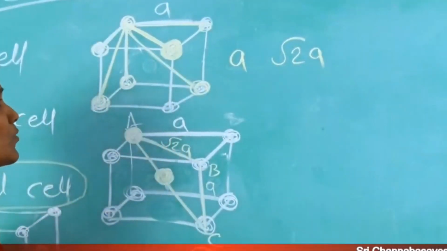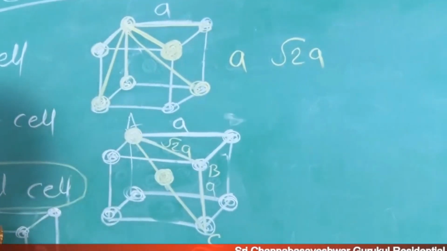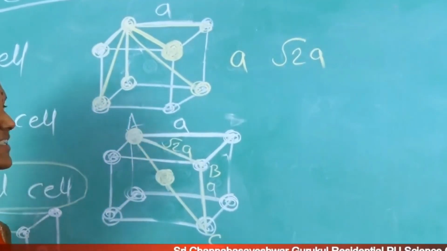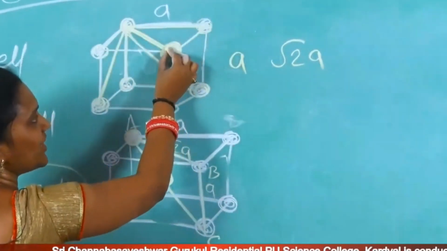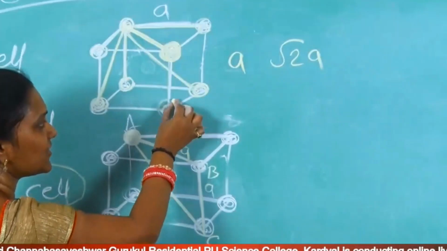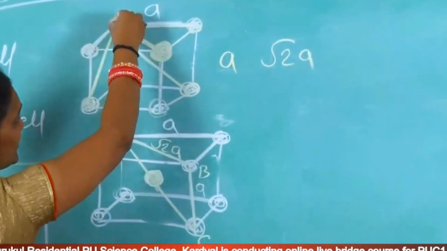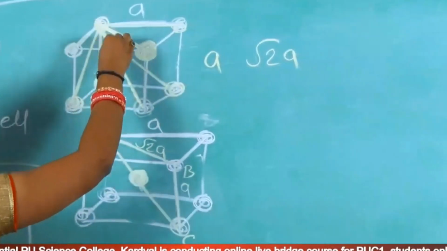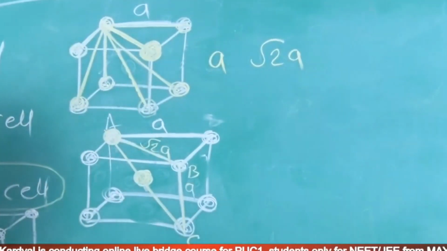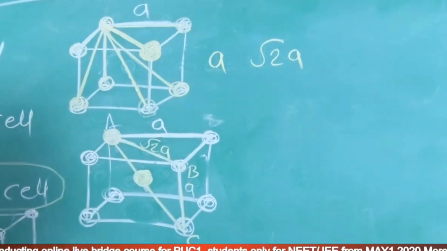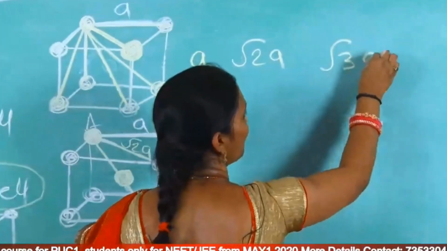What is the distance between next nearest neighbors? This is a neighbor, this is a next neighbor, then this is the next neighbor. And what is the distance from here to here? What is this? Body diagonal. Now what is the distance? That is equal to root 3a.